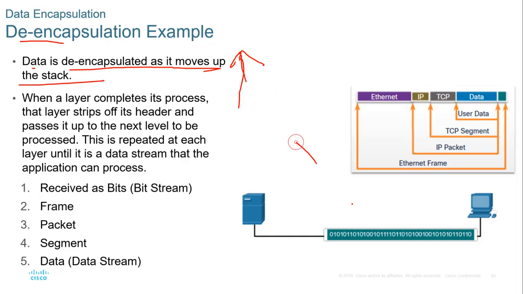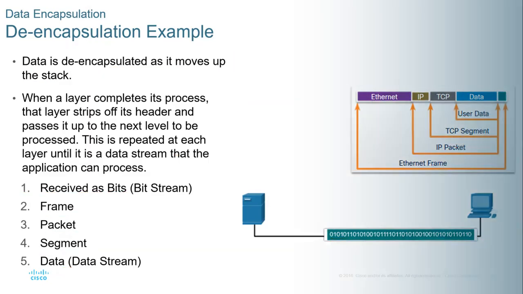As you can see, it begins with the zeros and ones. From zeros and ones, it's converted to a frame, then from a frame to a packet, from a packet to a segment, then to the original data. So in position 1, we have received bits, converted to frame, converted to packet, segment, and then data stream, and then it is presented by the right application.